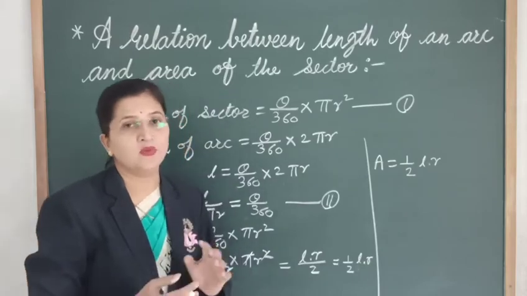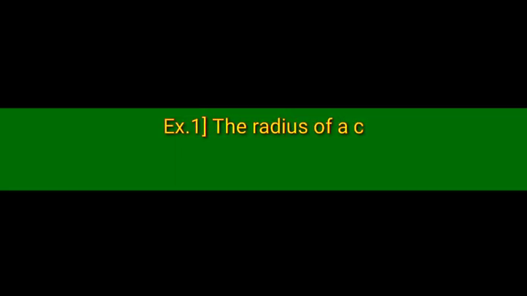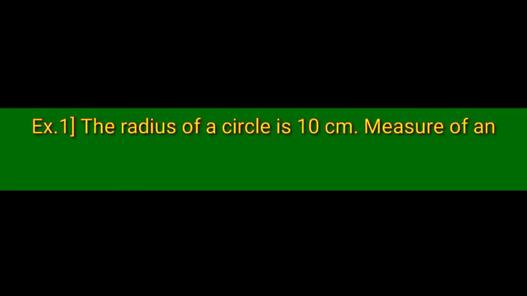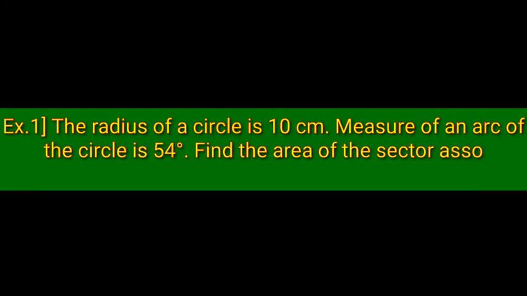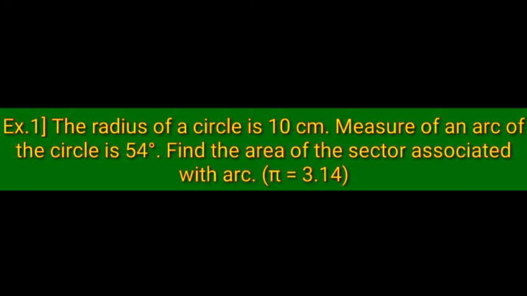Okay. Now let's see one example. The first question is, the radius of a circle is 10 centimeter. The measure of an arc of the circle is 54 degree. Find the area of the sector associated with the arc.